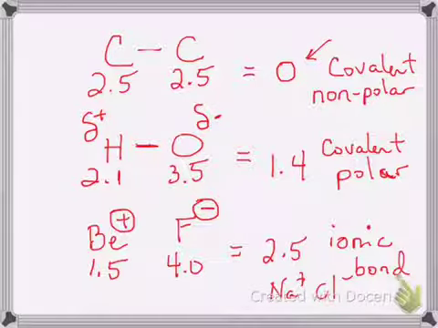And so notice the hydrogen was 2.1, the oxygen was 3.5, so the oxygen got the electrons because it was the bigger number. And the same scenario with the beryllium and the fluorine. The fluorine has the larger electronegativity number, so therefore when compared to the beryllium, the fluorine is the one that's going to have the electrons associated with it.